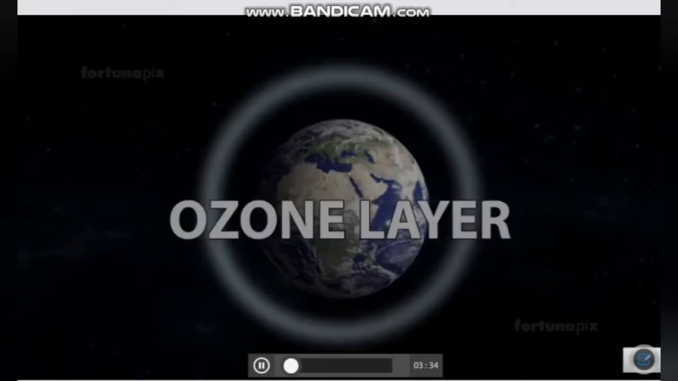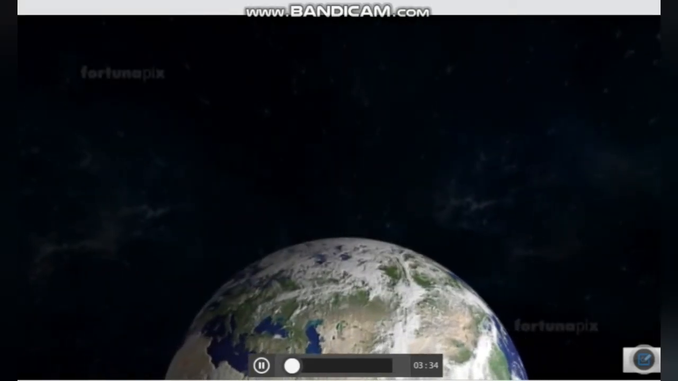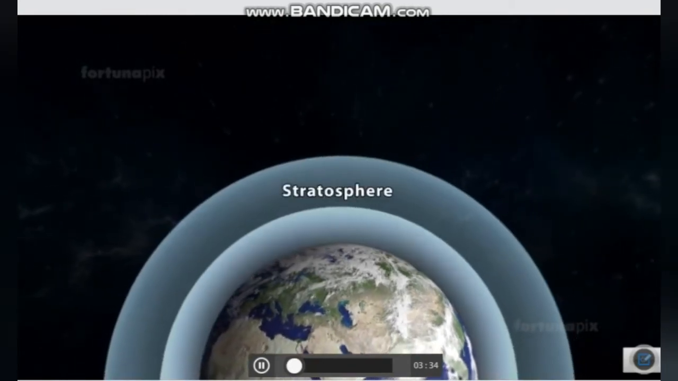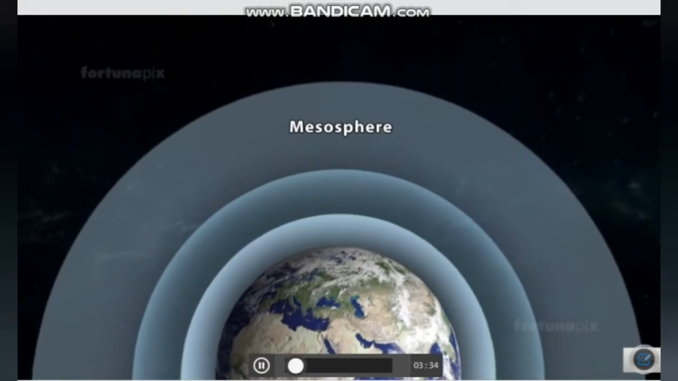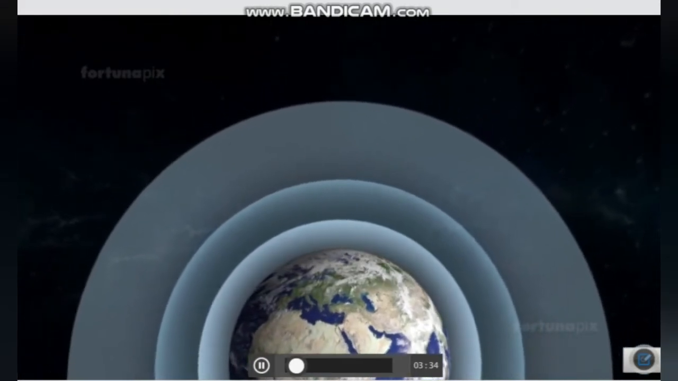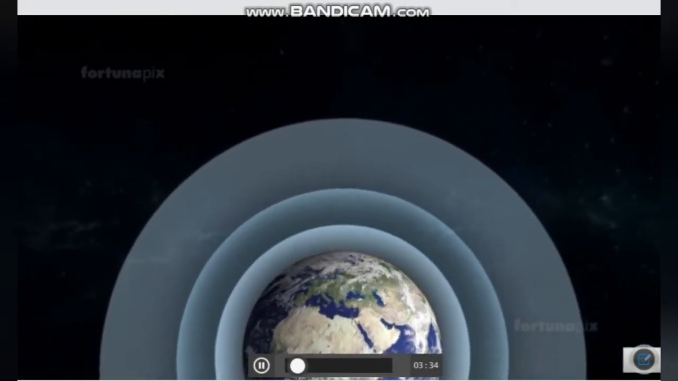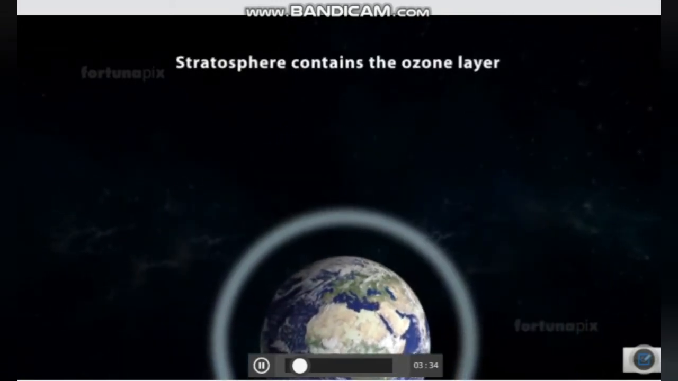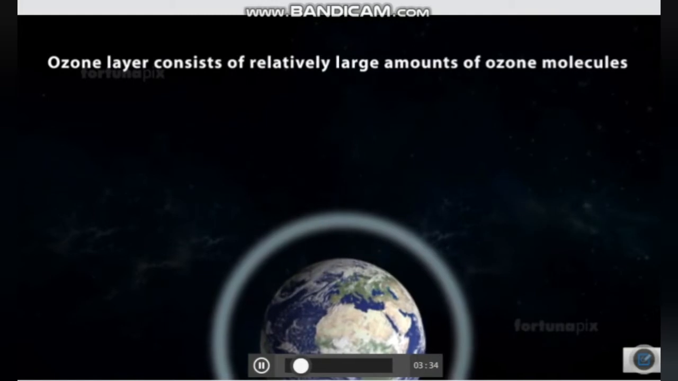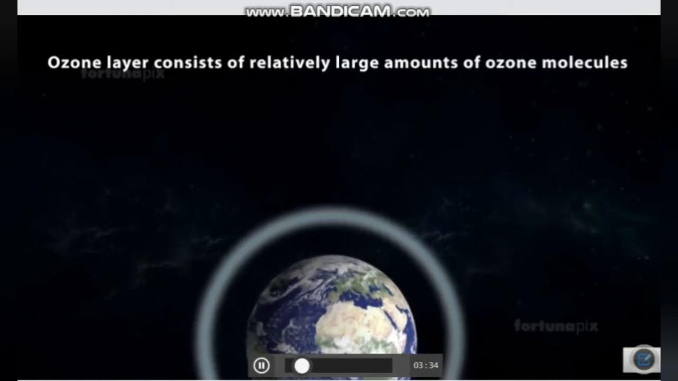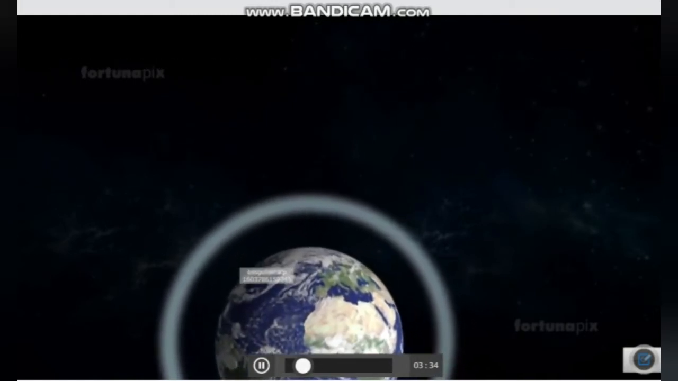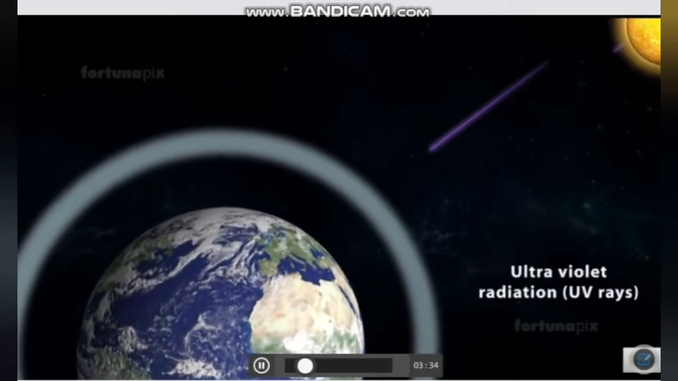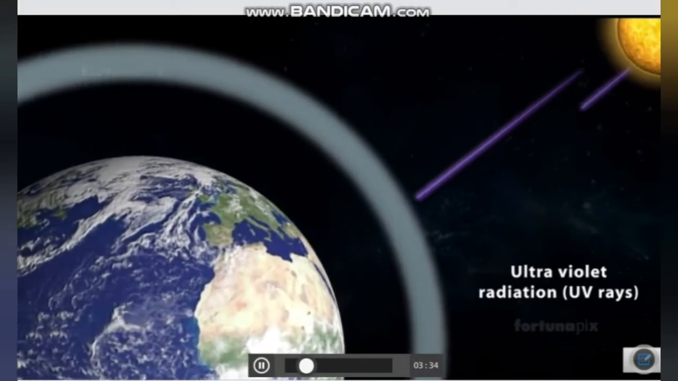Ozone layer. Earth's atmosphere is divided into 4 layers: the troposphere, the stratosphere, the mesosphere, and the exosphere. The stratosphere contains the ozone layer. The ozone layer consists of relatively large amounts of ozone molecules. This layer protects the Earth from harmful ultraviolet radiation emitted by the sun.